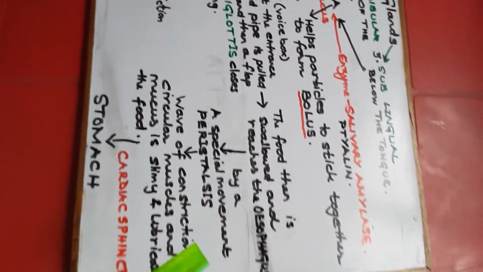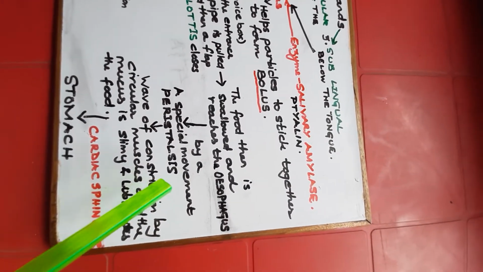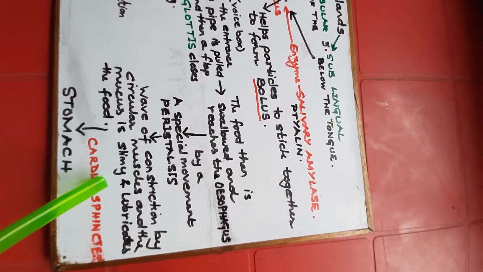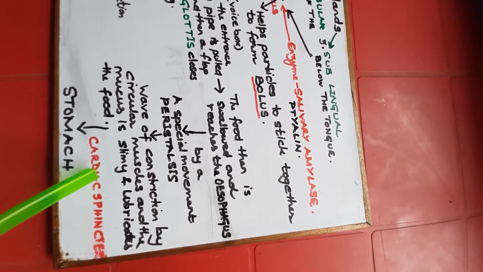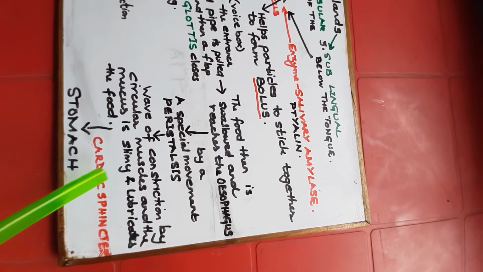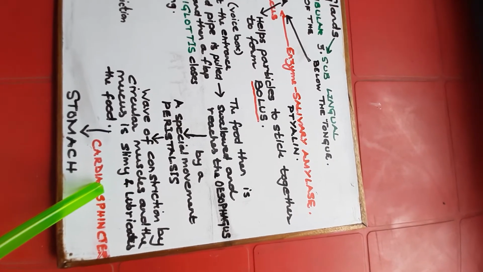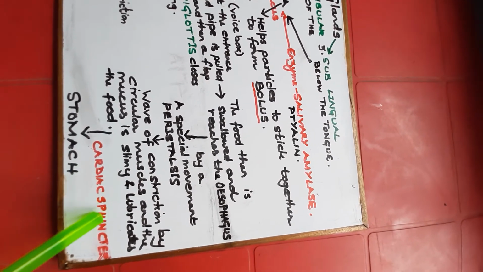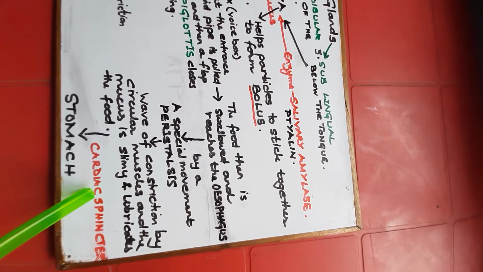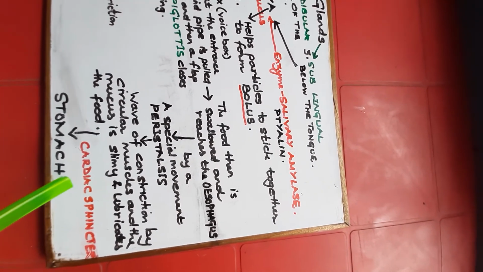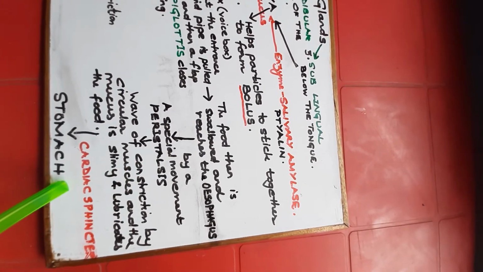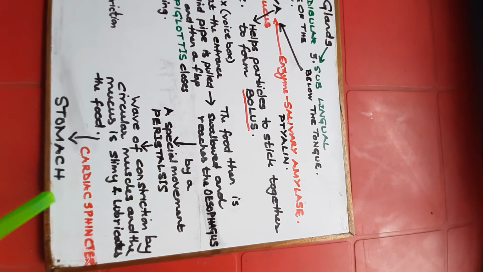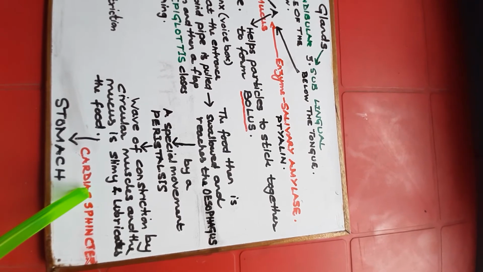As it gets pushed down, finally it reaches the entrance of the stomach. At the entrance of the stomach, there is a valve known as the cardiac sphincter. Now this sphincter valve opens and the bolus reaches the stomach. What is its function? It does not let the bolus go back from the stomach into the esophagus. It's like a doorway which allows substances only to go one way.